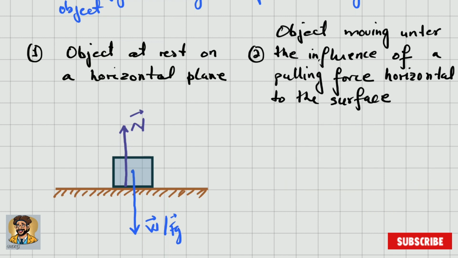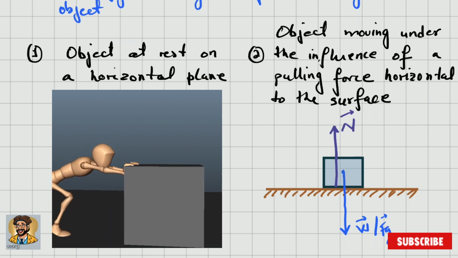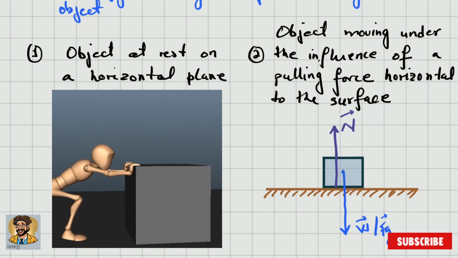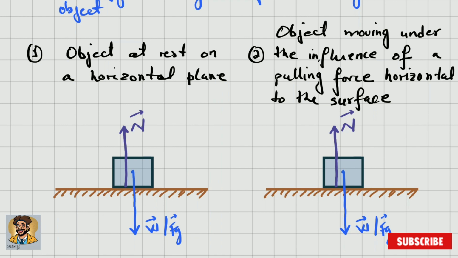This second scenario is an object moving under the influence of a pulling force horizontal to the surface. The first part of this one is the same. We have the object, there is the normal force, there is the weight. What is the difference in this case? Now we have an applied force or pulling force. Let's draw it to the right, for instance. And that force is horizontal to the surface.